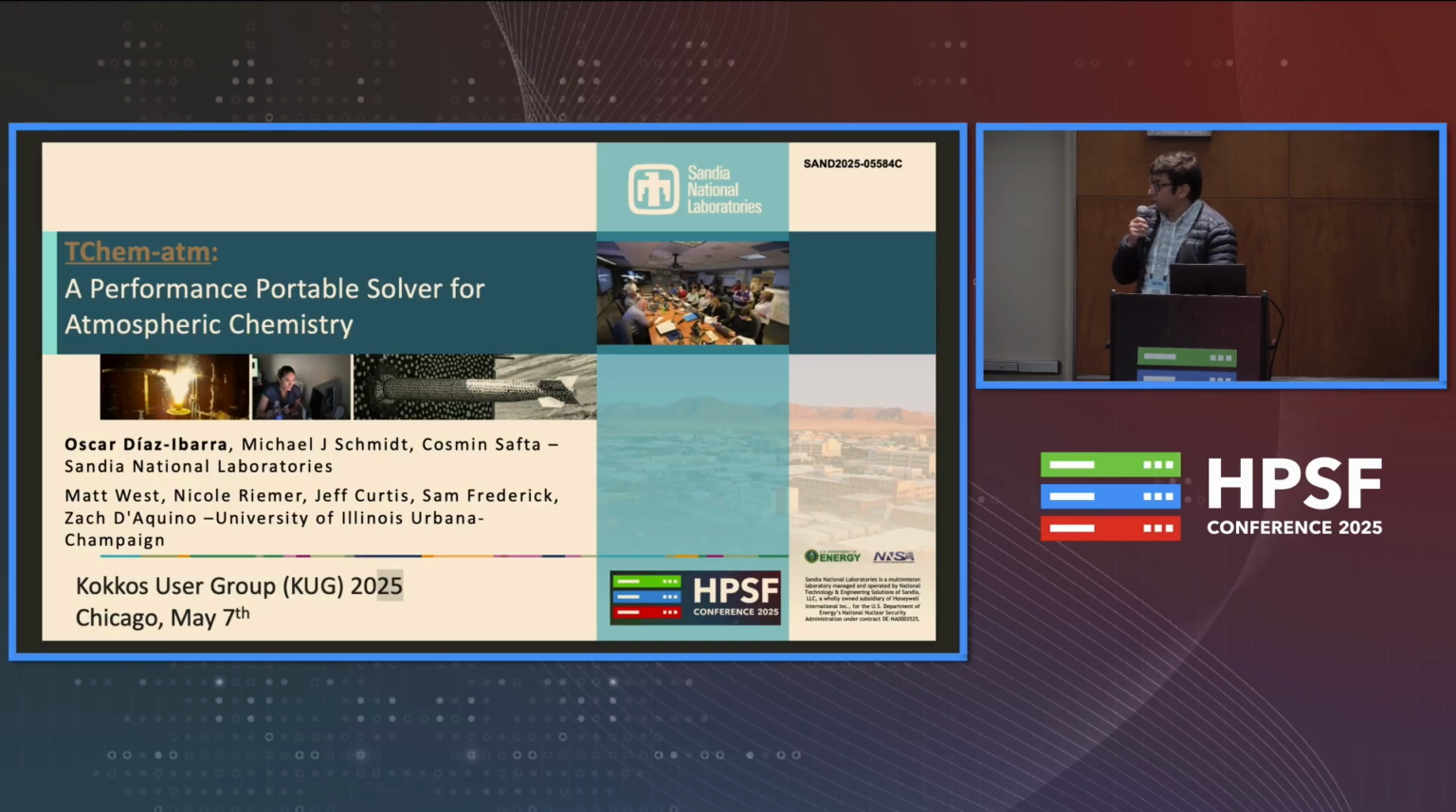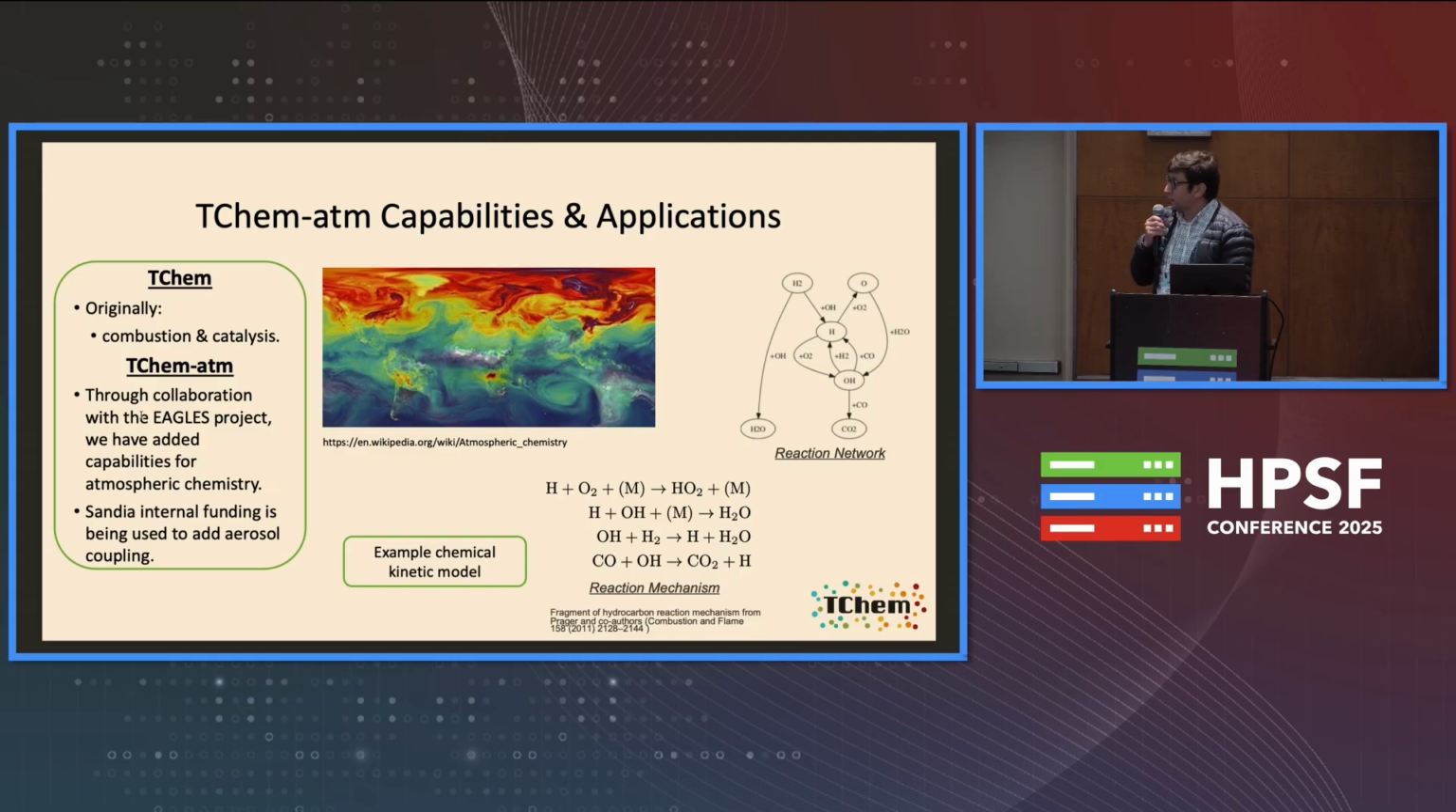So today I'm going to talk about a code that we have worked on in the last 4 years. It's called TChem-atm. Basically, TChem means thermochemistry. And the main goal of this code is to compute the contribution of gas and particles in 3D models. This can be climate models, or it can be like CFD codes.